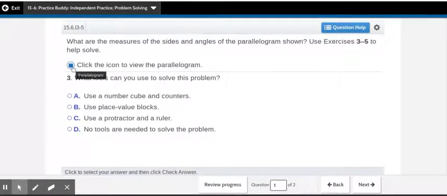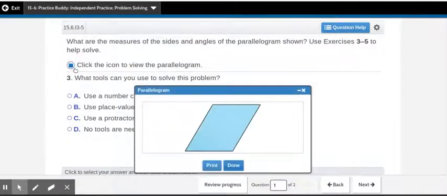So a parallelogram is a shape. It is a type of quadrilateral. Quadrilateral means it's a closed shape that has 4 sides. 1, 2, 3, 4 sides. Now, they're asking us what tools we can use to get the measures of the sides and the angles.